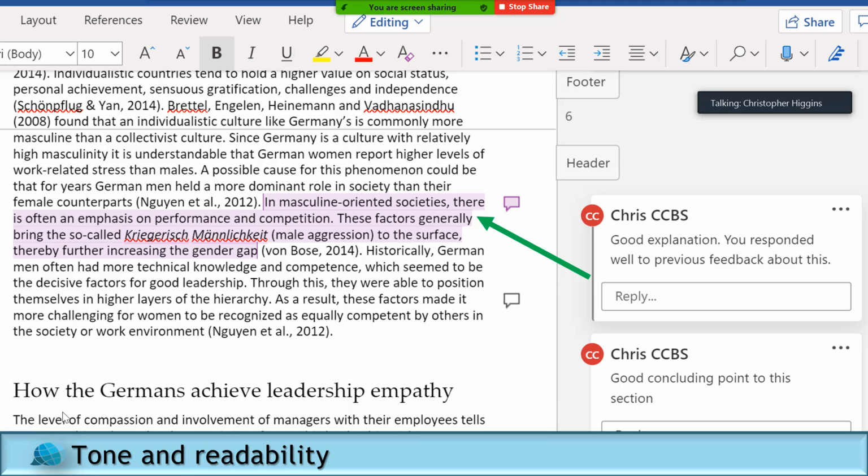So the whole sentence: a possible cause for this phenomenon could be that for years, German men held a more dominant role in society than their female counterparts. They have a reference, very good. And I think at the time, that was it. And then I asked, give some more examples.